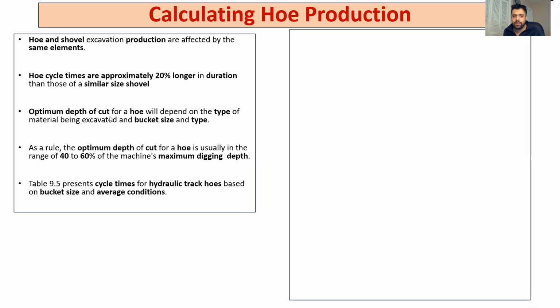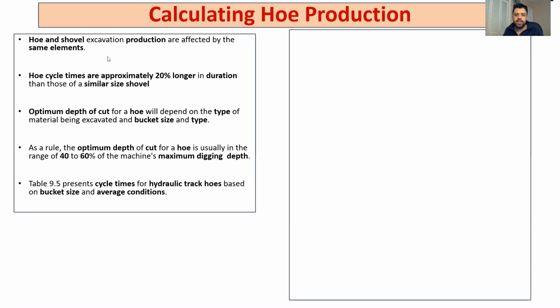So optimum depth of cut is important. Optimum depth of cut for a hoe will depend on the type of the material and the bucket size. So you cannot state a fixed range for all the materials or all buckets. The optimum depth is where you can have the maximum productivity of the machine. That optimum depth is dependent on two factors: one being the type of the material and two being the bucket size.